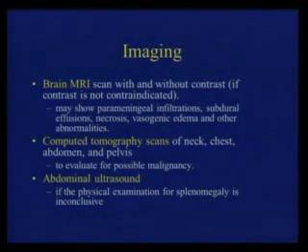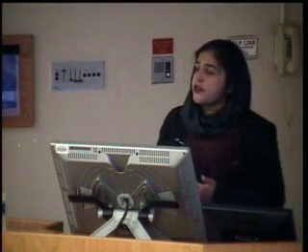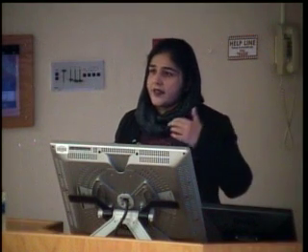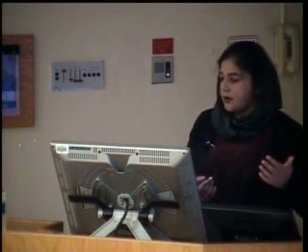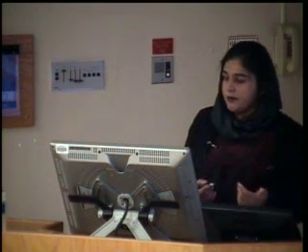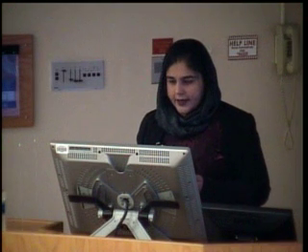You can get an abdominal ultrasound if you are not sure the patient has hepatosplenomegaly. And if there is a strong suspicion of malignancy, then you will do a CT, and it will be a pan CT including neck, chest, abdomen, and pelvis, looking for possible malignancy triggering that.